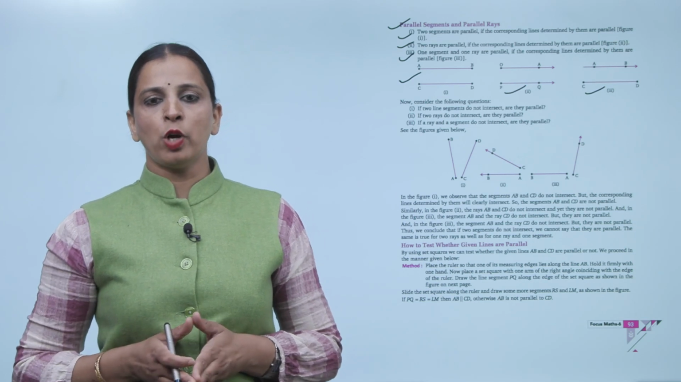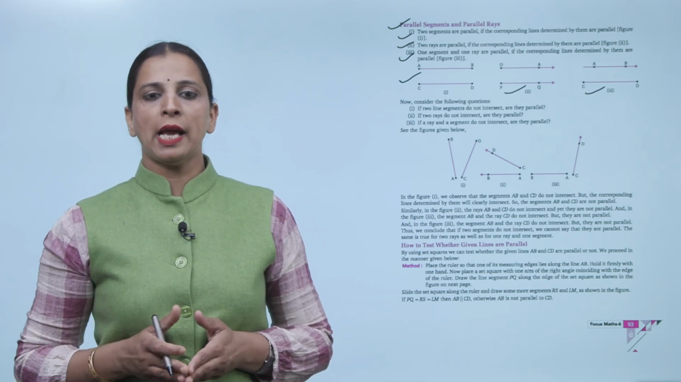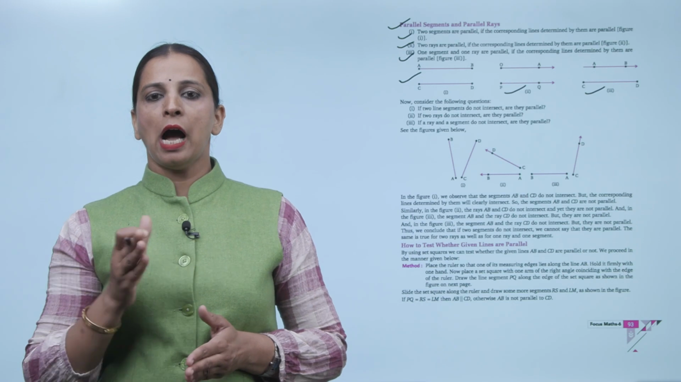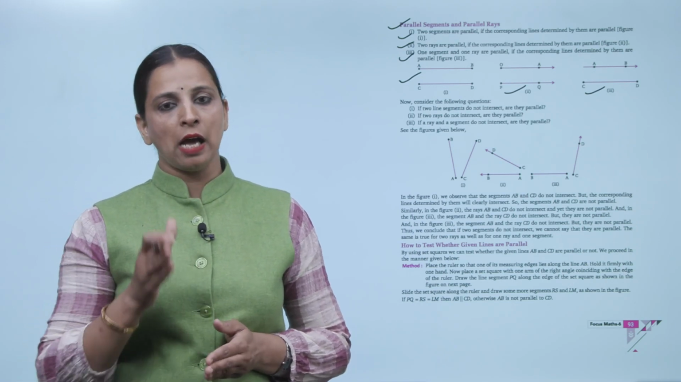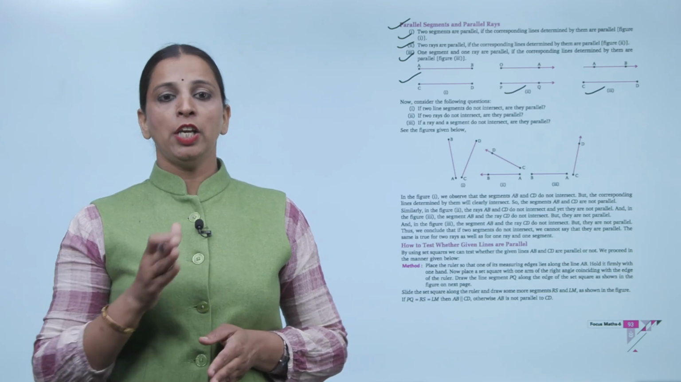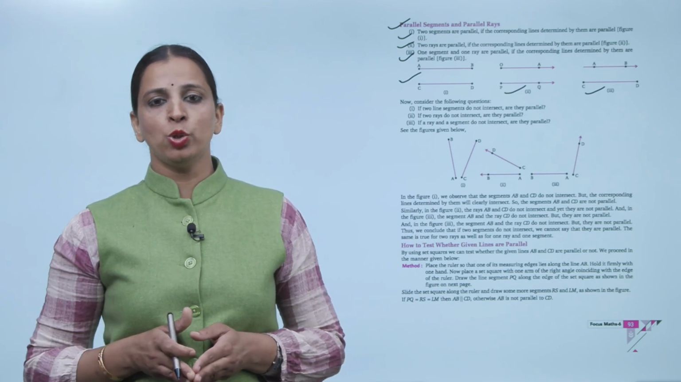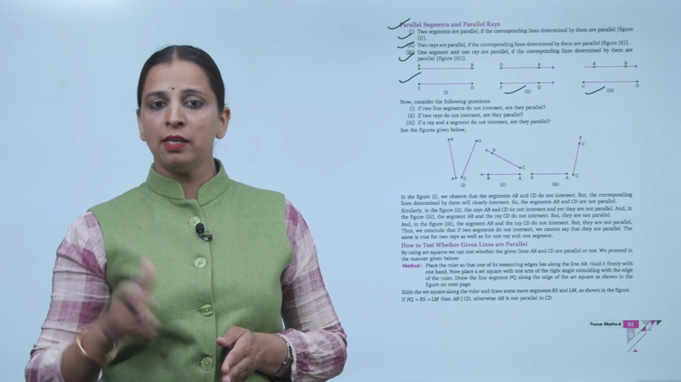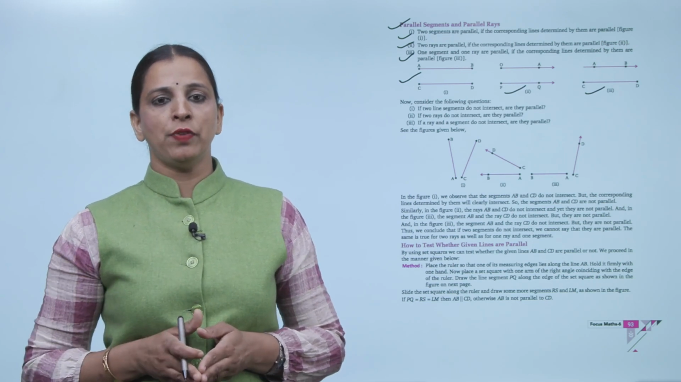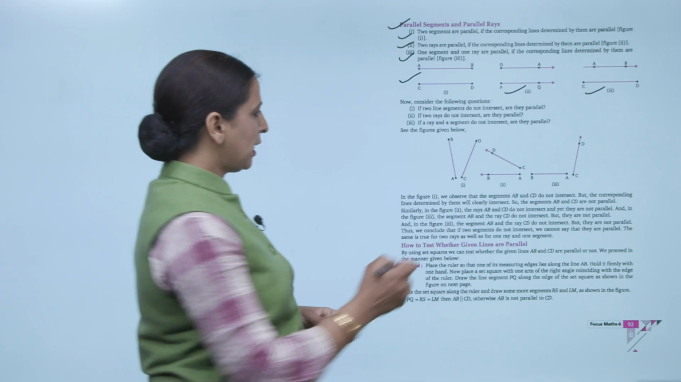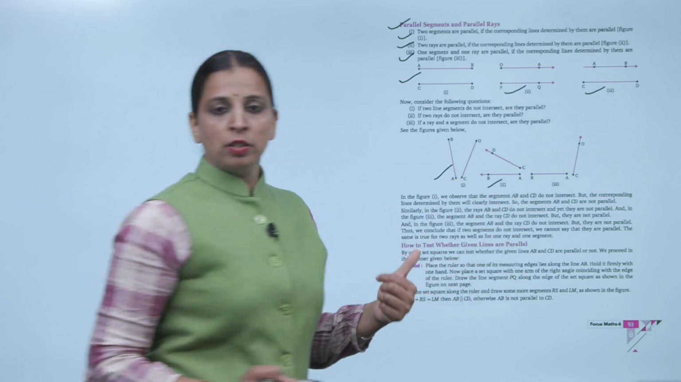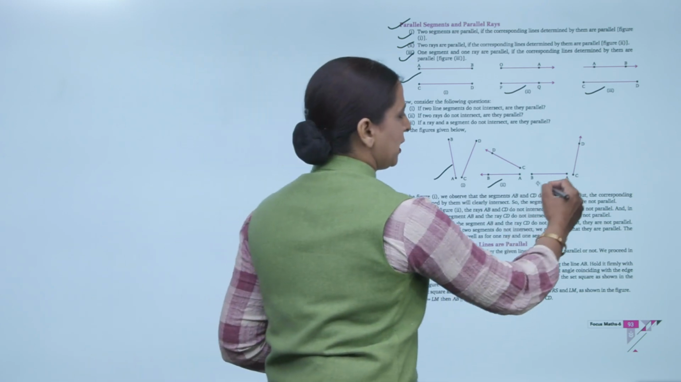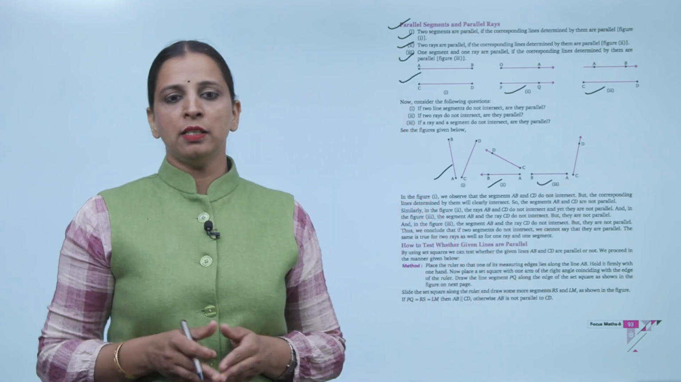Now consider the following questions. First, if two line segments do not intersect, are they parallel? Number 2, if two rays do not intersect, are they parallel? 3, if a ray and a segment do not intersect, are they parallel? See the figures given below. First figure क्या है? Two line segments. Second figure क्या है? Two rays. And third figure क्या है? A line segment and a ray.